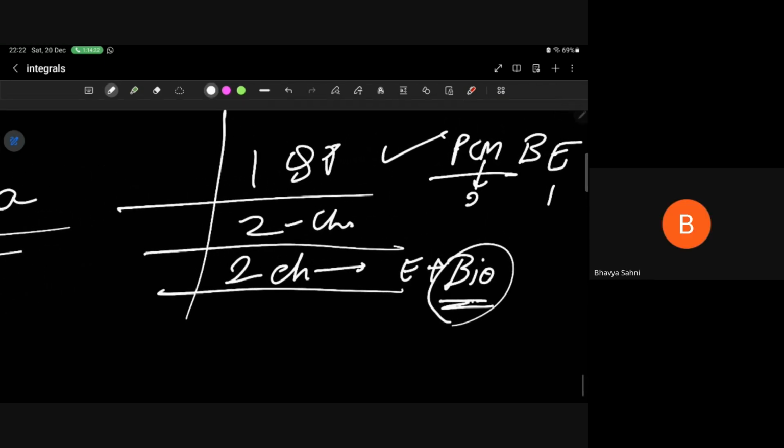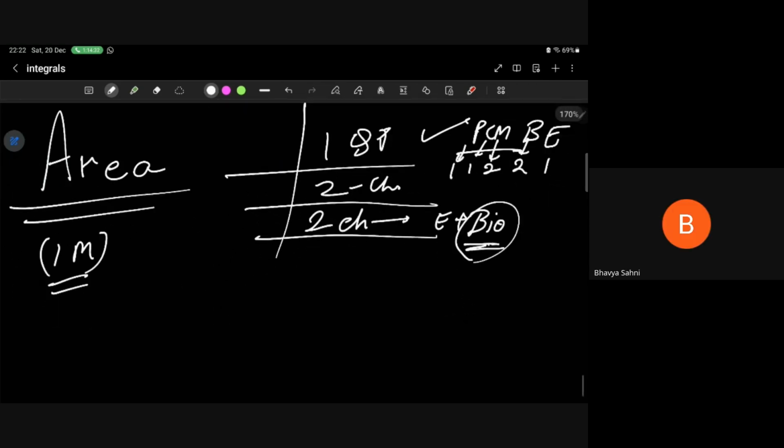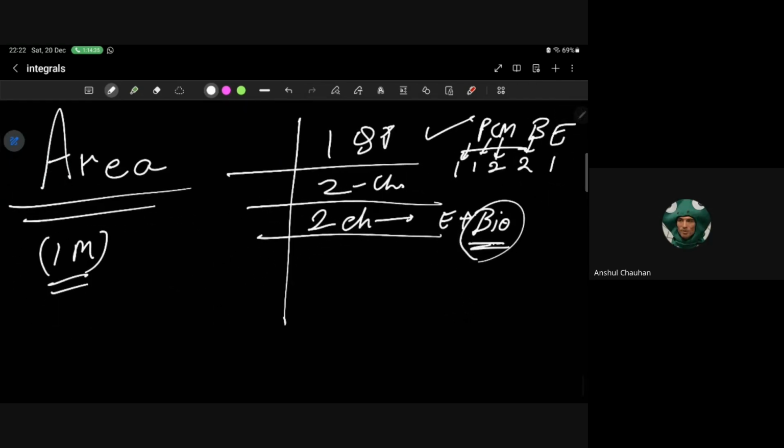So you should do 2 papers of maths. You should do 2 papers of bio, because bio is the main subject. And a minimum of 1 paper each of physics and chemistry. Right? So you should do 1 question paper daily. Then you should do 2 chapters mainly of maths.